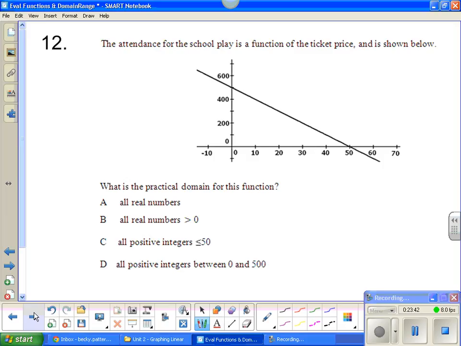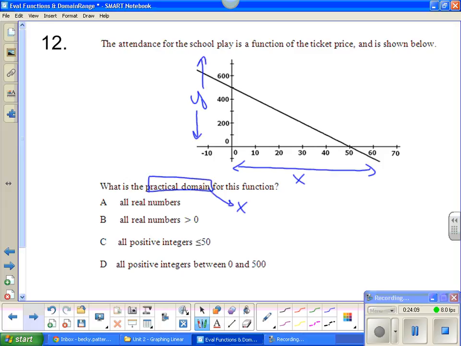Number 12, last one. It says attendance for the school play is a function of the ticket price and is shown below. What is the practical domain? Okay, again, domain is x. Well, on a graph, x's go this way. These are my y's.